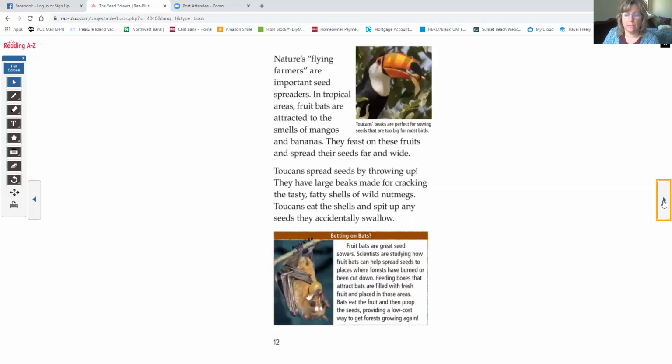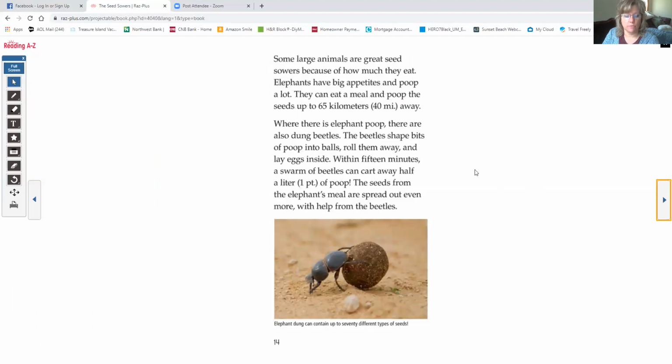And going on to page 14, I told you we were going to learn about elephant poop. So this was my favorite page in the book. I thought I'd share it with you. Some large animals are great seed sowers because of how much they eat. Elephants have big appetites and poop a lot. They can eat a meal and poop the seeds up to 65 kilometers. That's 40 miles away. Where there is elephant poop, there are also dung beetles.